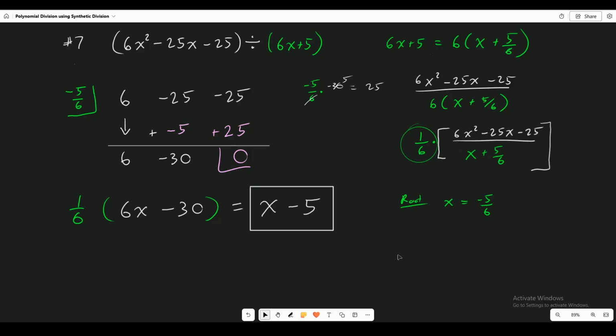I hope this gives you guys a little bit more understanding of how to do synthetic division. If you guys need more exercise or more clarity, please let me know.